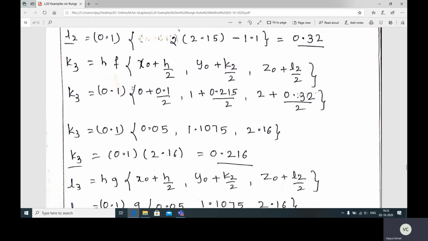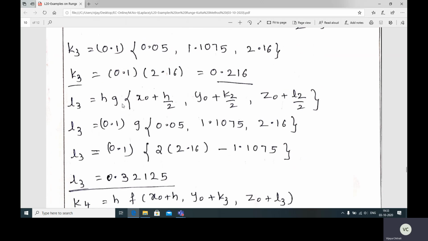Now f of xyz is z. So z is 2.16. So 0.1 into 2.16. So calculate, 0.216. Now L3 is equal to h into g of x naught plus h by 2, y naught plus k2 by 2, z naught plus L2 by 2. So already we have calculated while finding k3. So x naught plus h by 2 is 0.05. Y naught plus k2 by 2 is 1.1075. Z naught plus L2 by 2 is 2.16.